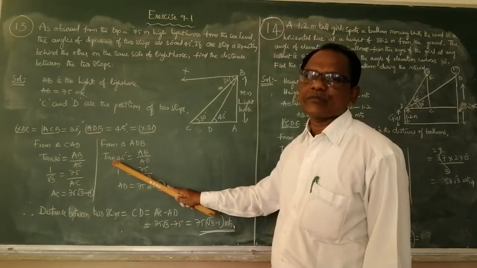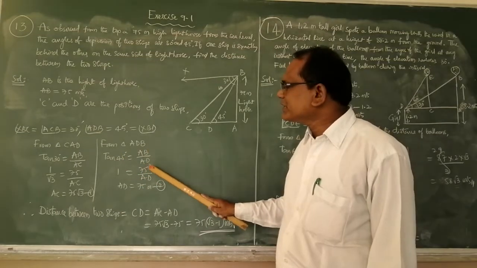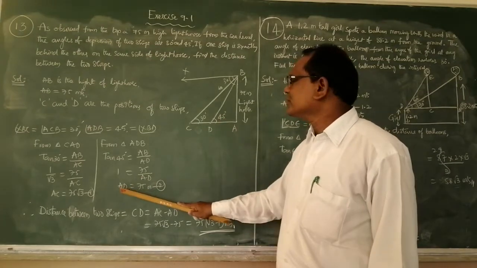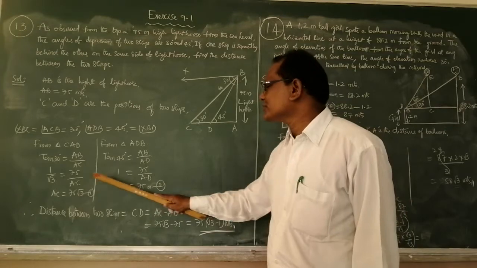Tan 45, children, how much is it? 1. Very good. So tan 45 equals 1. AB by AD. AB value is 75 and AD value is what? So AD into 1 equals AD. AD equals 75 meters. This is equation 1 and equation 2.